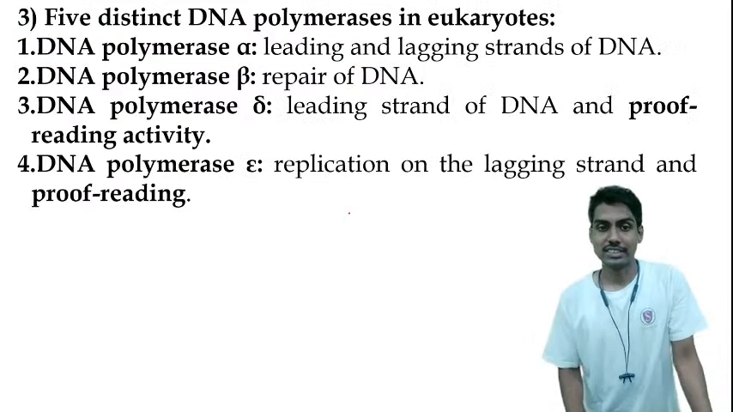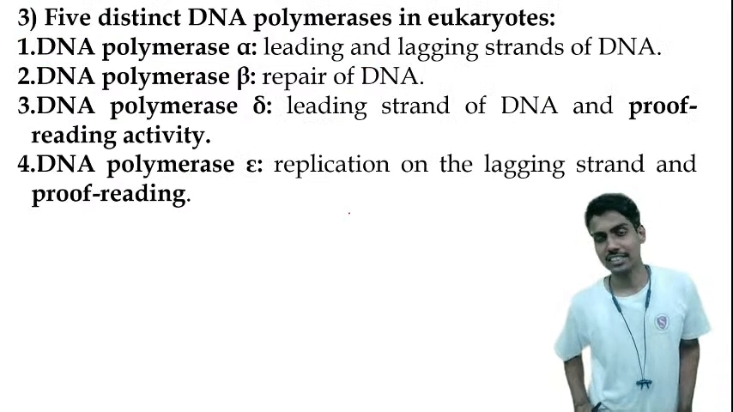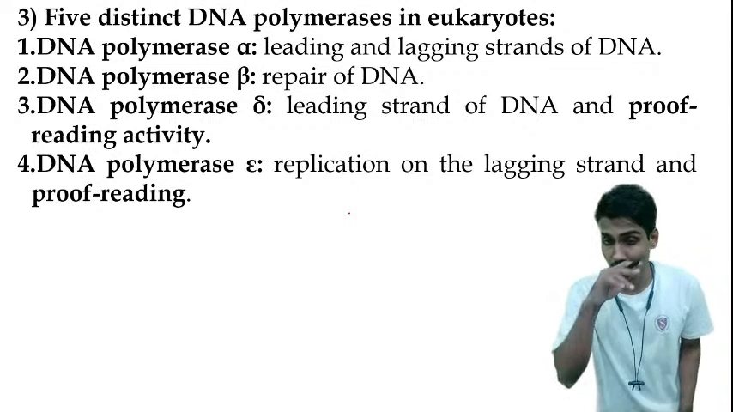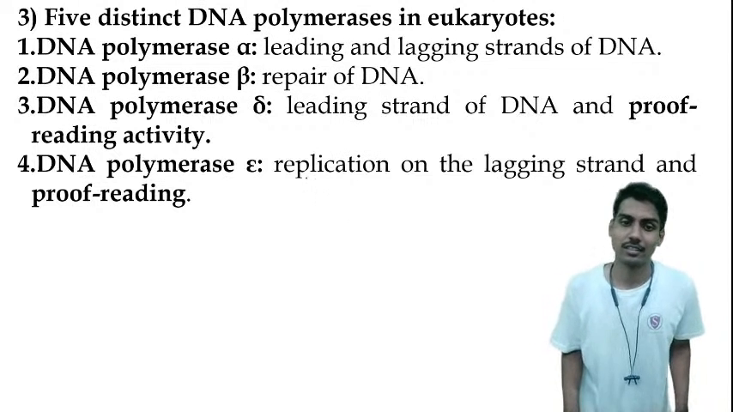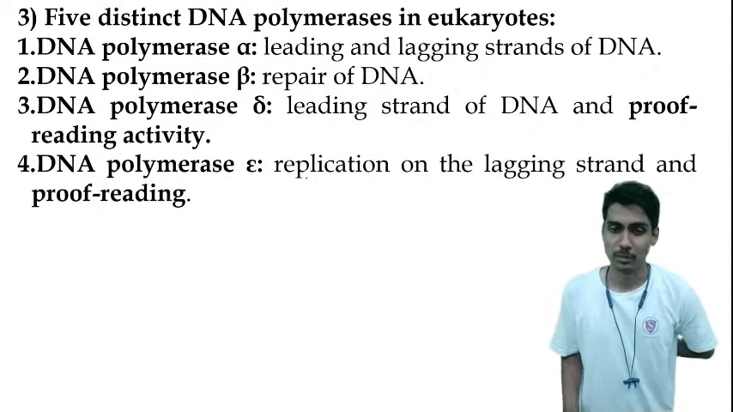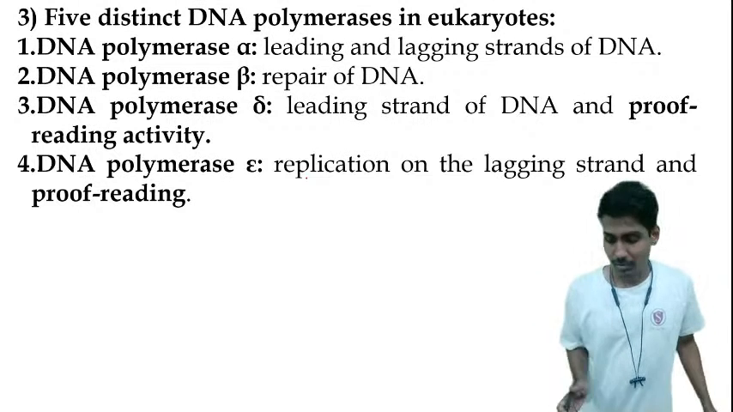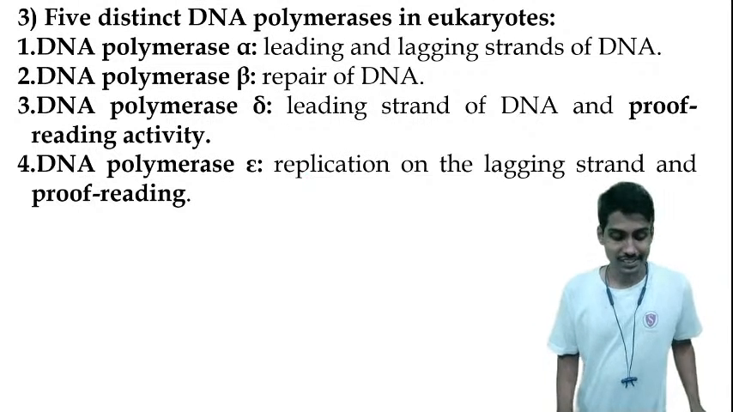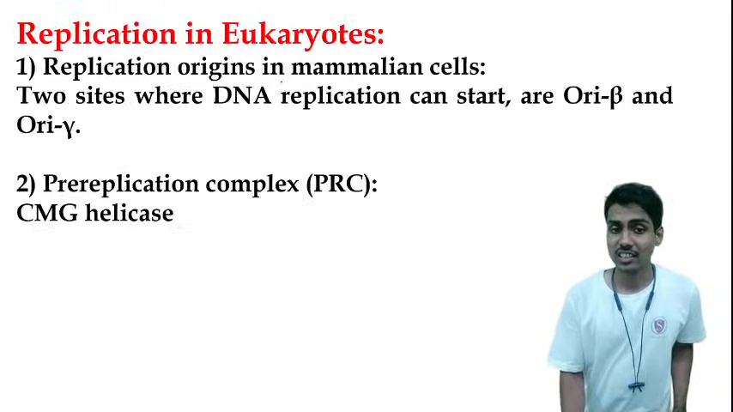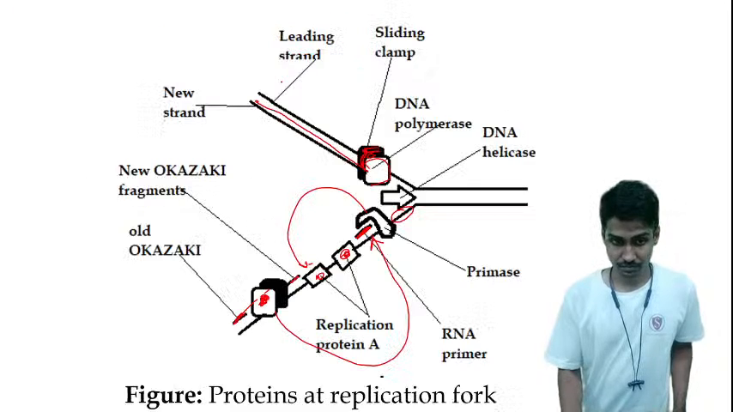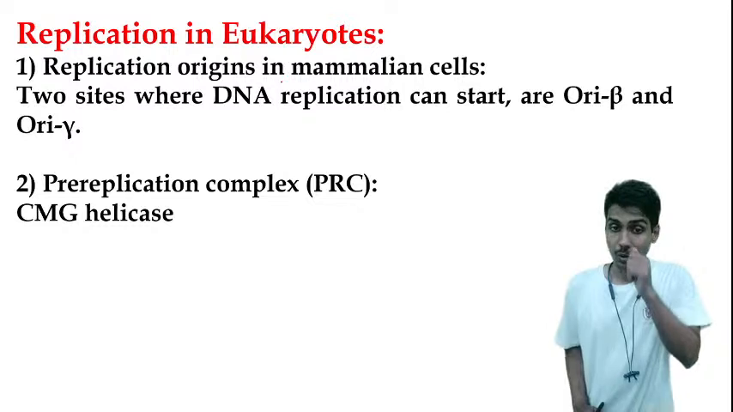Okay, so let's see these five distinct DNA polymerases in eukaryotes. As I say, there are many enzymes, but to enlist all of them in these shorter YouTube sessions won't be possible. So this is the shorter version of these lectures, and a much more detailed version of these lectures is obviously there for the paid batch students. Okay, this is the second part, that is replication in eukaryotes. So let's see how it begins.